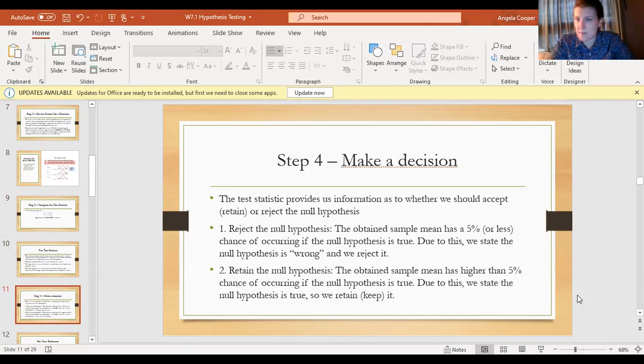And then we retain the null hypothesis if our p-value is greater than 5%.